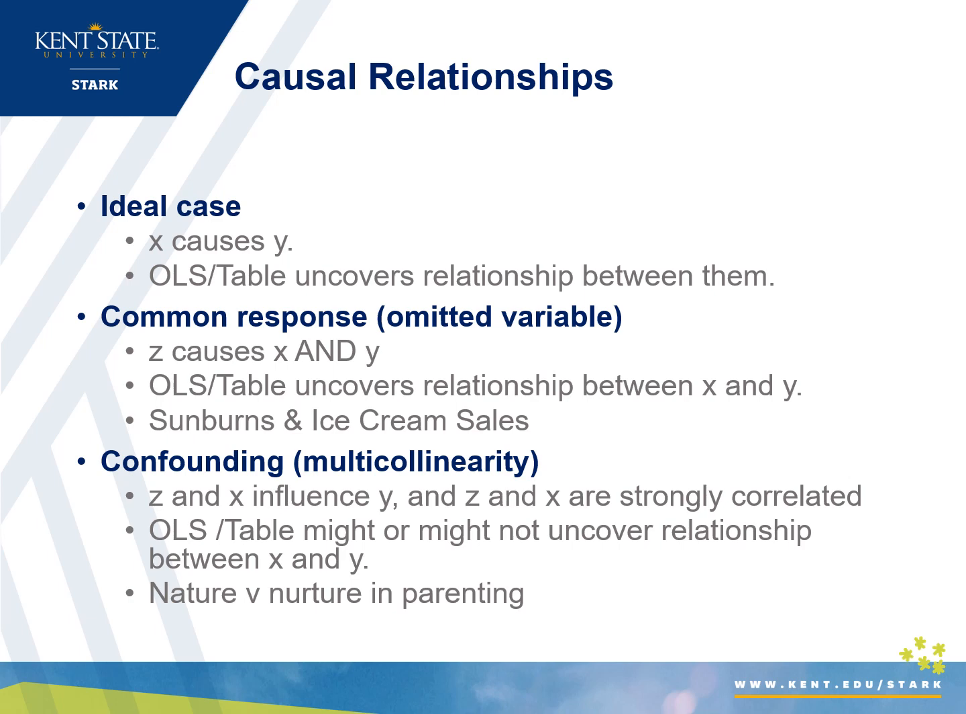A third possibility is what we call confounding or multicollinearity. This happens when two variables both influence our dependent variable, but those two variables are themselves very strongly correlated. This makes it extremely difficult to tell which matters and how much. This is the problem with many studies that are trying to figure out if nature or nurture is more important in parenting. Generally, people with similar genes tend to have similar upbringings, so it's very hard to say which it was that mattered.